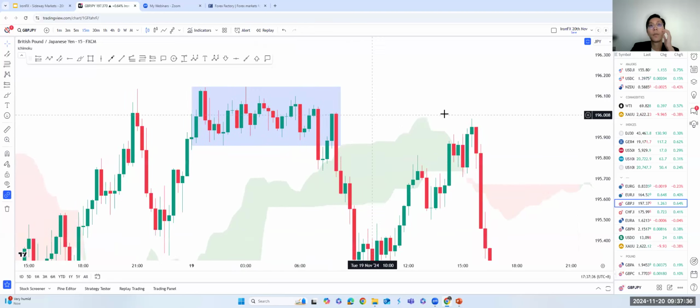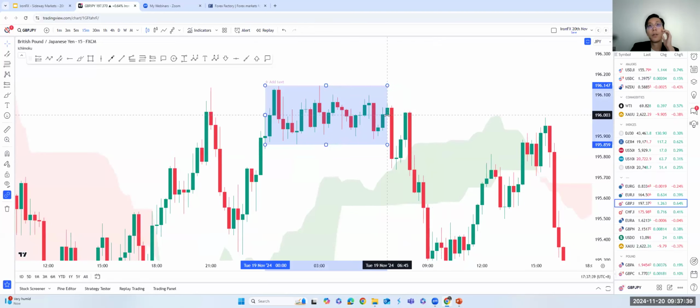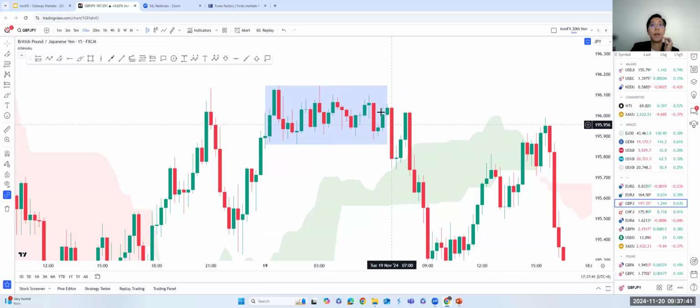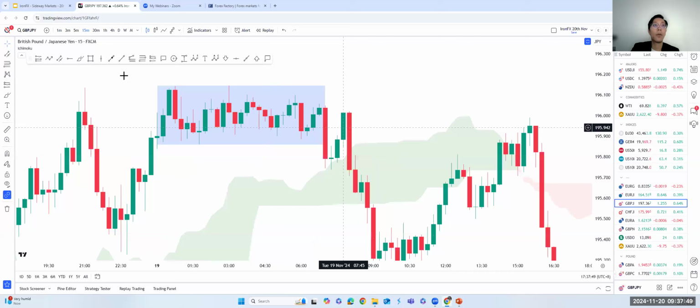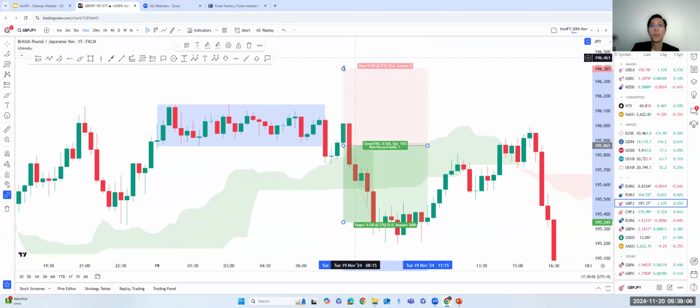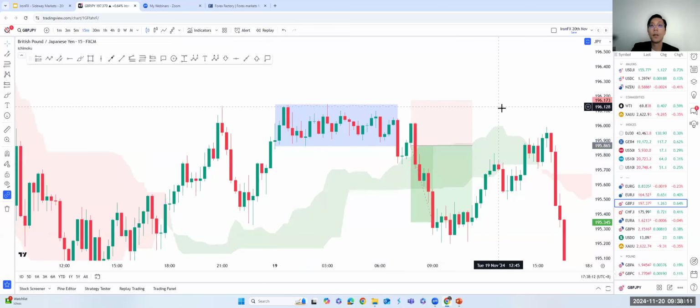Let me just put it here. Okay, this is your range. This was your range technically, right? So you can see right here, price hasn't broken out. Then once price breaks out, you are waiting for it to tap into this range again. Once it taps, just enter a short position. Stop loss slightly above this range.